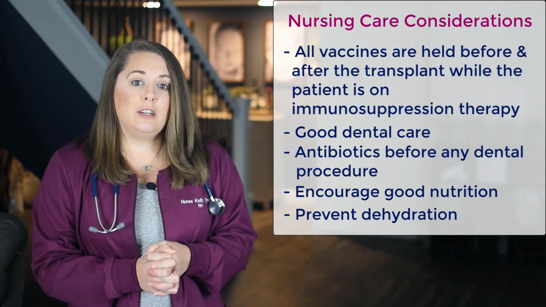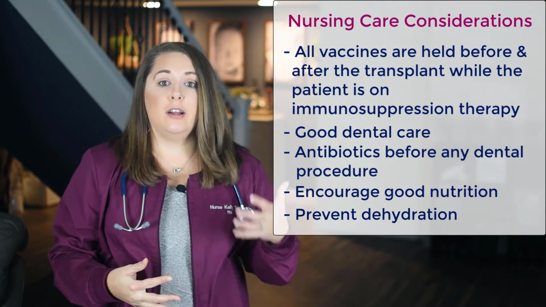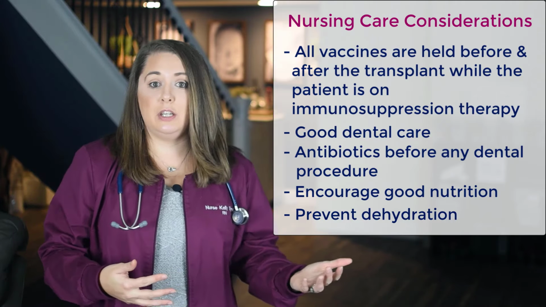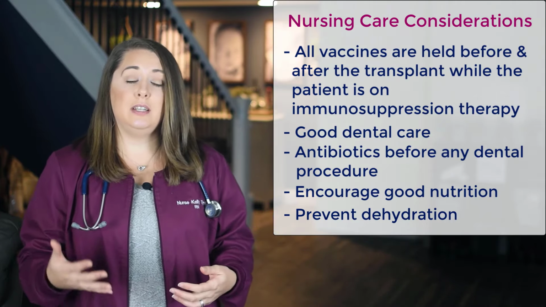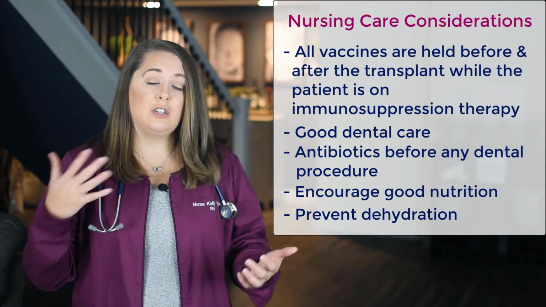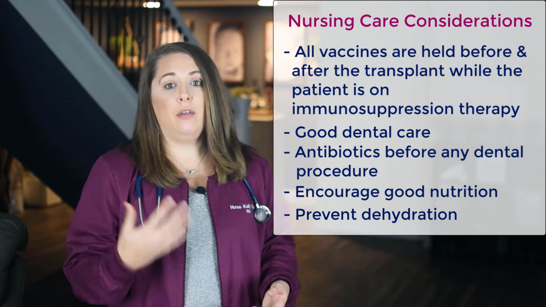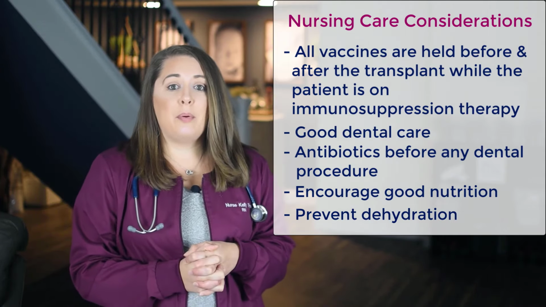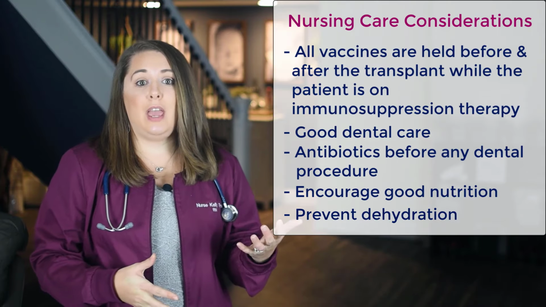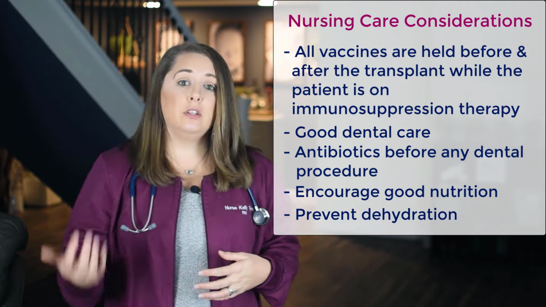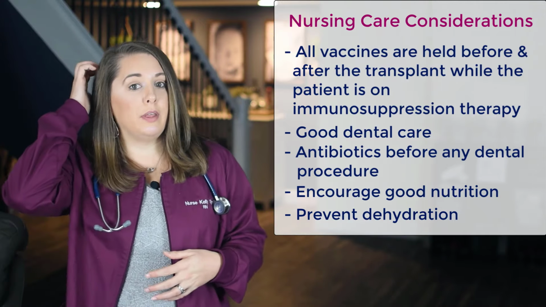Also, for all children diagnosed with heart defects, you want to encourage, again, good dental care and give antibiotics before any dental procedure because these kids are going to be really prone to developing endocarditis, most of the time from bacteria that is actually starting and originating in the mouth. And lastly, you want to continue to encourage good nutrition and prevent dehydration to avoid complications of anemia and blood clots from the overproduction of those red blood cells like we talked about a little bit earlier.